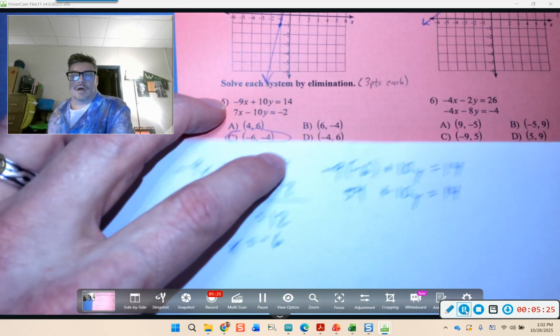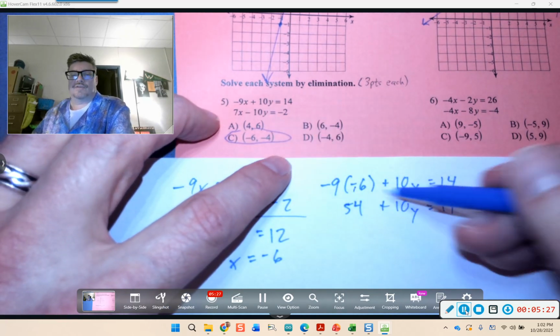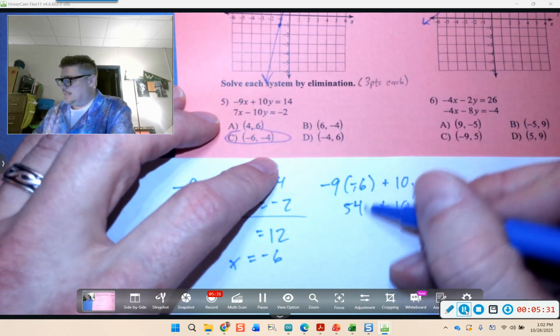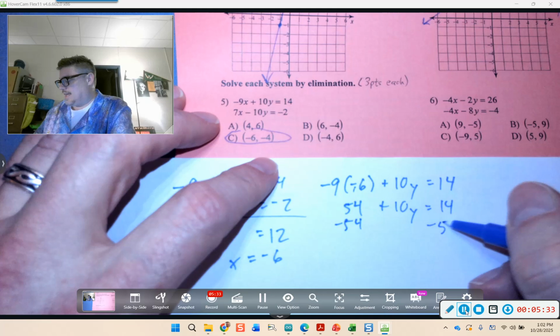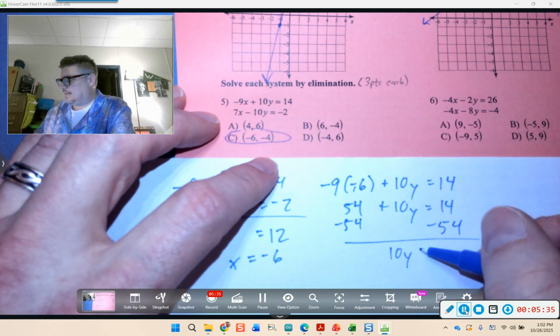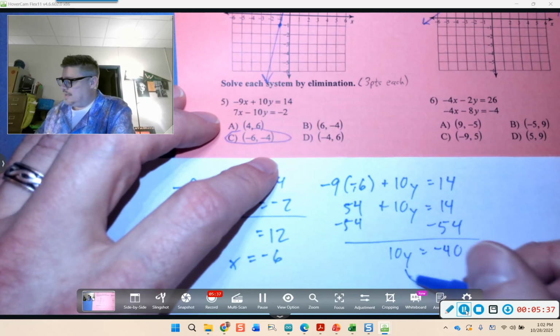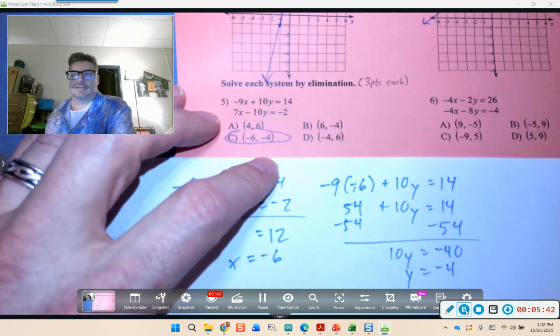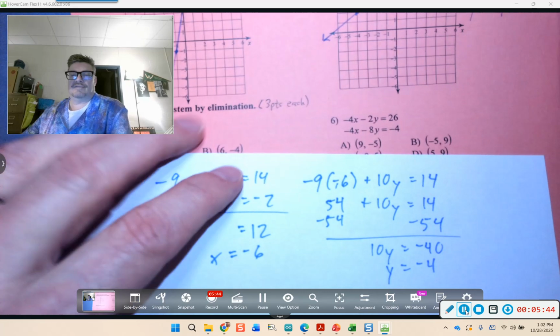So now I plugged the -6 into the first equation. The -6 went into the x. So now I'm going to subtract 54 from both sides. This gives me 10y equals -40. And you can see that y is actually -4. So we were right. All right, now let's go to number 6.